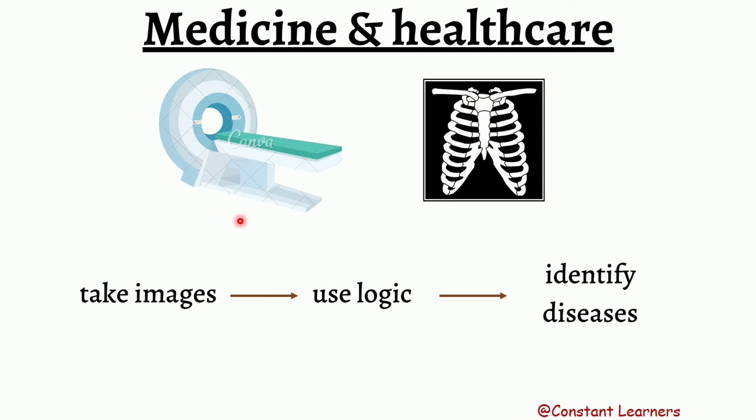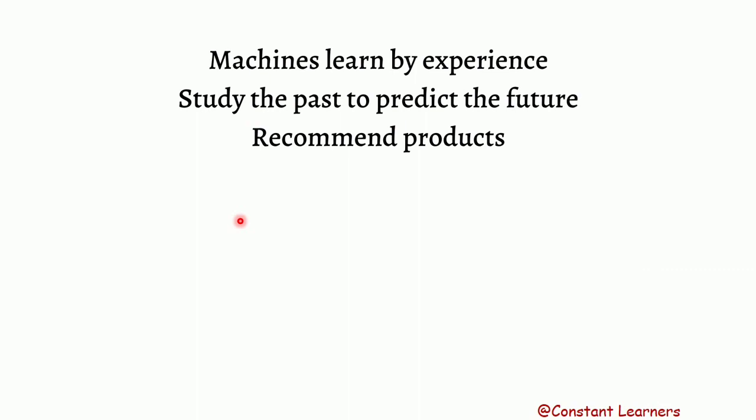So from all of these examples, we can conclude that machine learners and scientists are working hard so that computers can analyze the data in the past to generate the outputs for the future. So we can say that machine learning can be used for data analysis as well. We've been discussing data analysis for a long time now. So machines are learning by experiences. They study the past to predict the future.